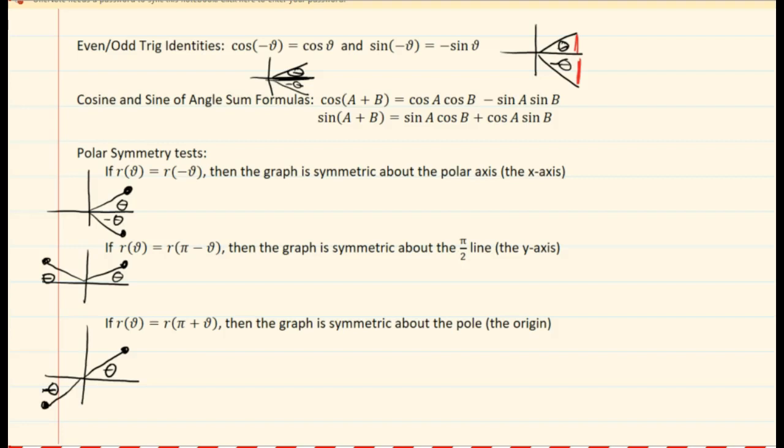To show symmetry, we need to see which of the following are true. In the first statement, if r of theta is equal to r of negative theta, then the graph is symmetric about the polar axis, the x-axis. In the second statement, if r of theta is equal to r of pi minus theta, then the graph is symmetric about the pi over 2 line, or the y-axis. And finally, the third statement says, if r of theta is equal to r of pi plus theta, then the graph is symmetric about the pole, or symmetric about the origin.